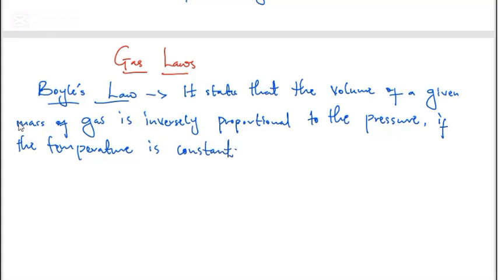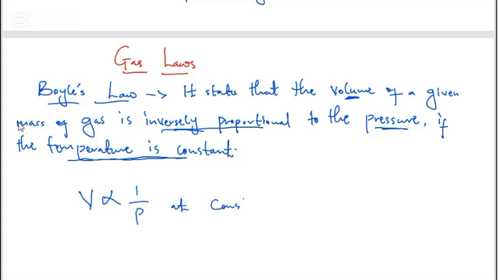So what this is simply telling us is that what you want to take note of here is the volume of a given mass of gas. Volume is inversely proportional to what? Pressure, when temperature is constant. So you see those three things, these three words must be there. The volume is inversely proportional to the pressure when temperature is constant. So volume is what? Inversely proportional, which is 1 over P, at constant mass and temperature.